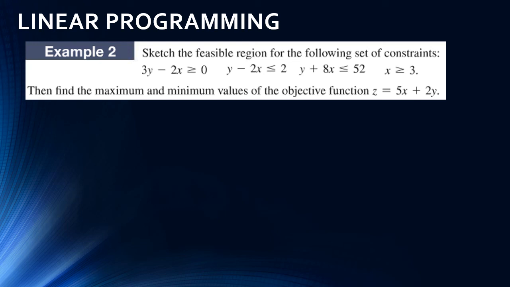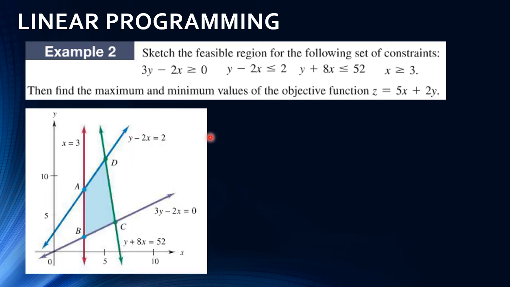So I want you to hit pause now and see if you can first graph this and find the feasible region, the intersection of all of these inequalities. Then find the corner points where they all intersect. Once you've done that, plug in the x and y values of the corner points into the objective function and see which is the largest, which will be the maximum, and which is the smallest, which will be the minimum.